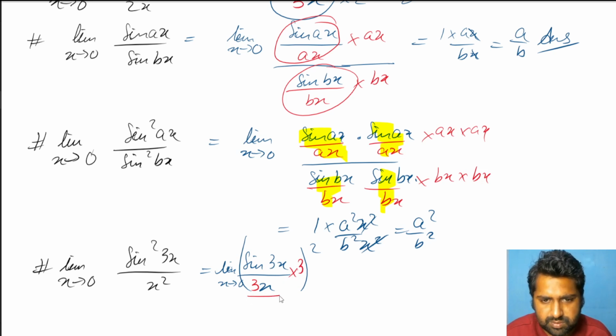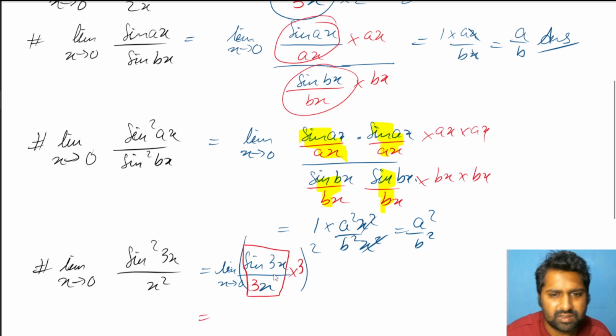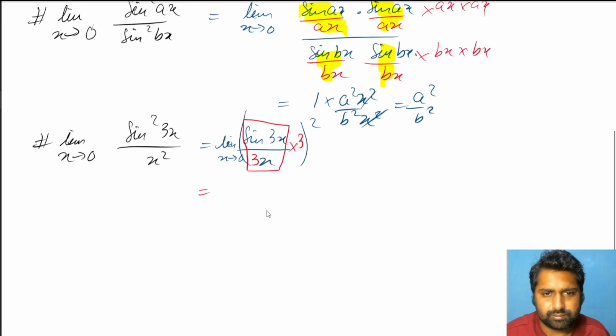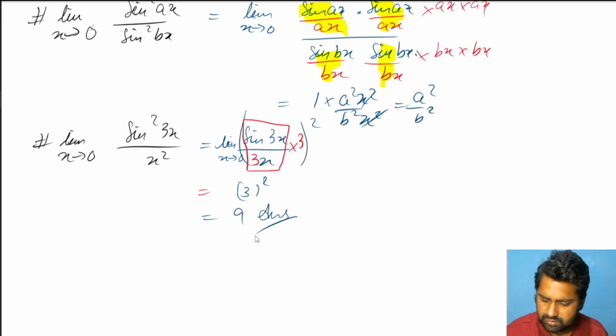Now this first part is solved. Sine something upon same something, so that's 1. And what you are left with is 3 square. What is 3 square? 9. So 9 is the answer. Basic. Let's see next level.